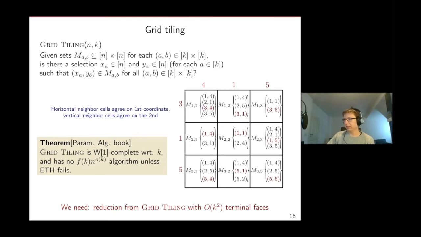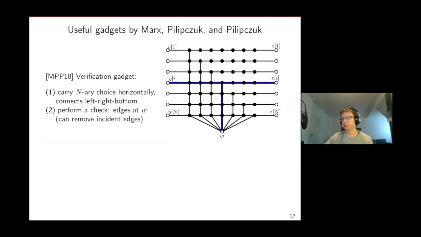So basically what we need to get is a reduction from grid tiling, where the number of terminal faces should be order k squared, right? And that will immediately yield the desired lower bound of f of k times n to the o of square root k. Good. So actually we will use a lot of gadgetry from this paper by Daniel Marx and the Pilipczuk brothers, and this is the first gadget that we will use. So this is a verification gadget.